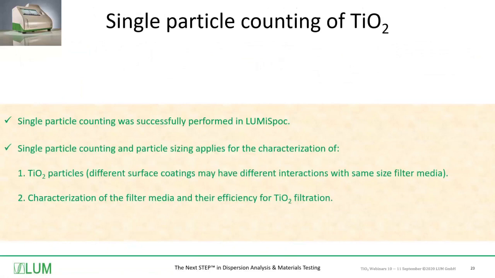We have here counting and particle size applied for the characterization of titania particles, because, for example, different surface coatings may have different interactions with the same filter size media. We have seen a clear difference between cellulose and nylon, having the same nominal size. And second, of course, we can characterize the filter media and their efficiency for titania filtration as well as for any other kind of particle filtration.